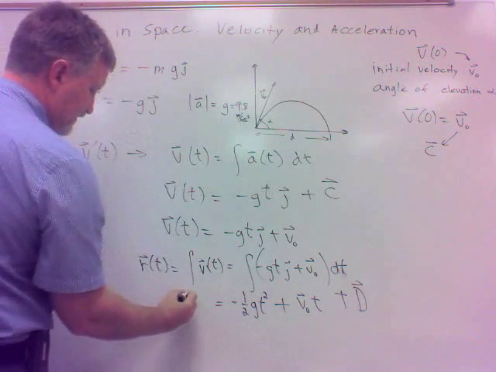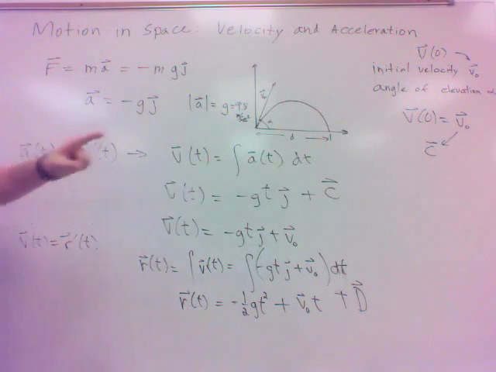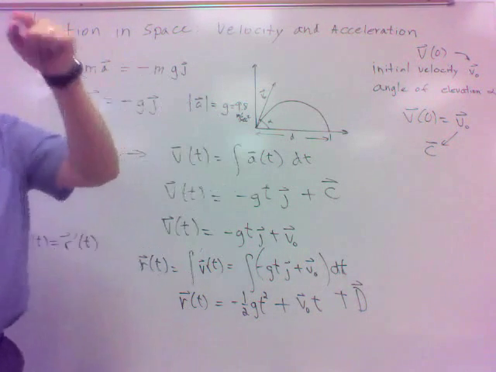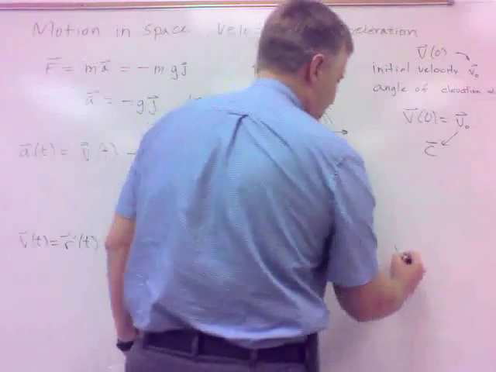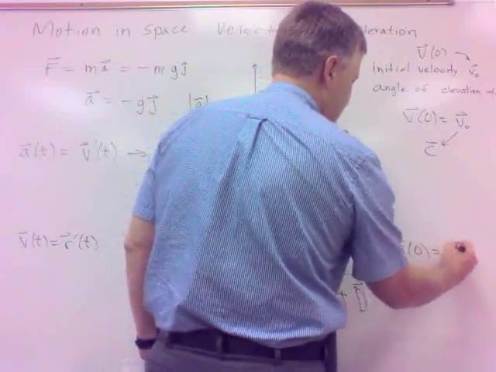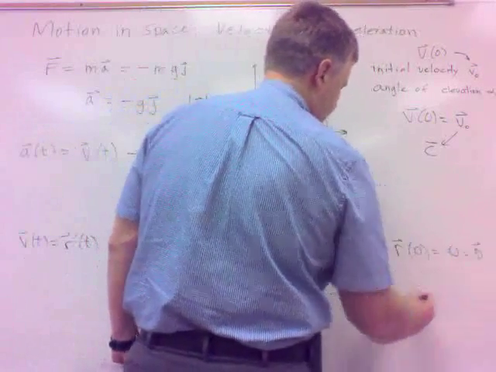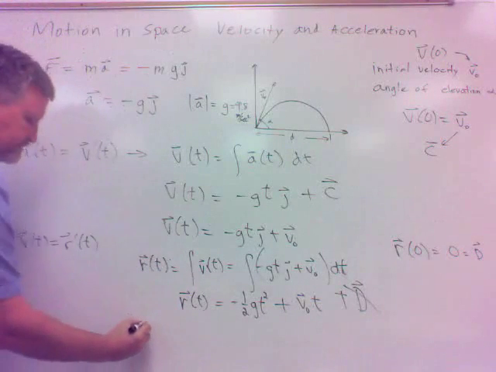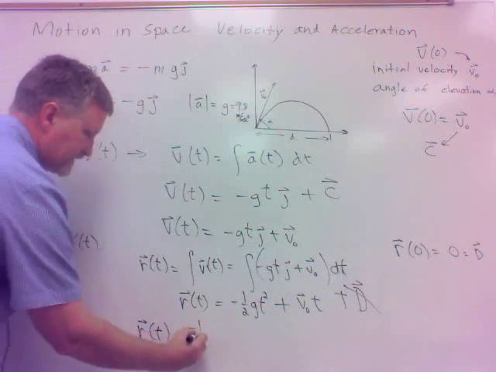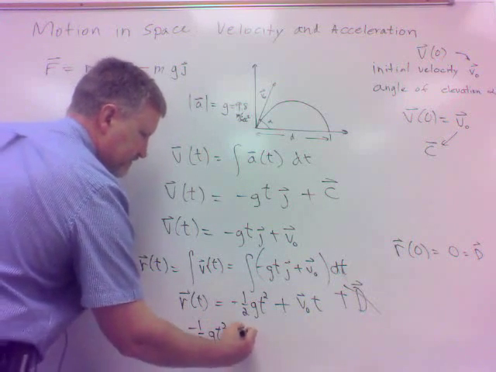Now, good news on that one: what's our initial position vector? Well, we're starting at 0, 0, 0, or 0, 0. So r of 0, the initial position, is just 0. So that constant just goes to 0. So r of t is negative 1/2 gt squared j plus v0 t.